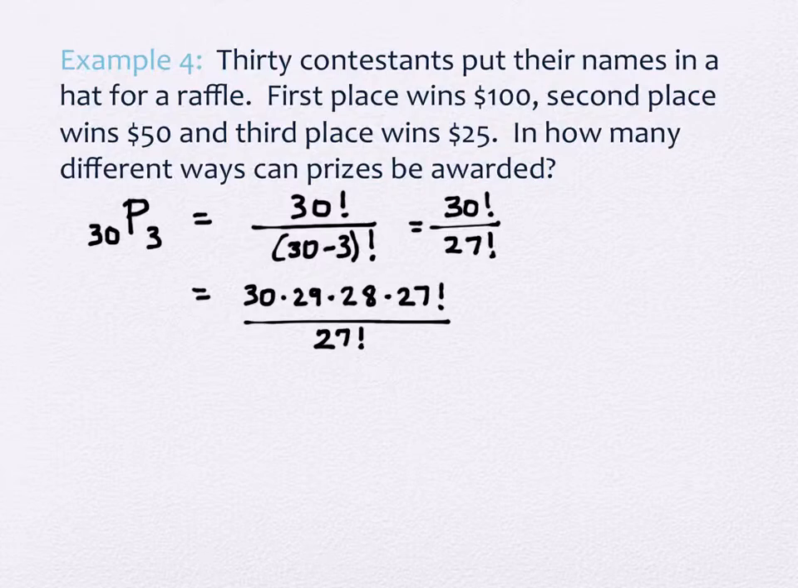So what am I going to do with them? Cancel them out. And your calculator very quickly will be able to do 30 times 29 times 28. And you can tell me exactly how many different ways in which people could do this, win this raffle. 24,360. Awesome. And that's only 30 people, isn't it?